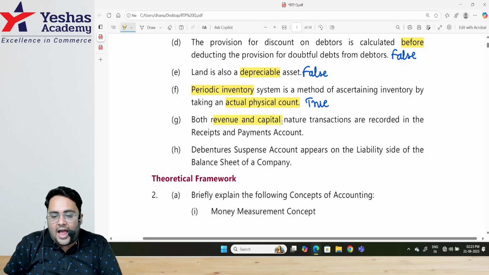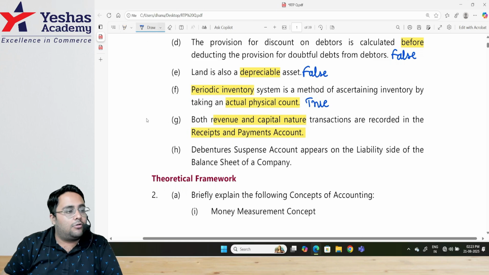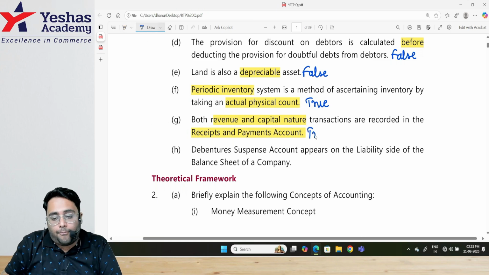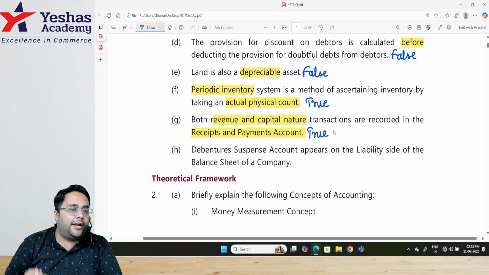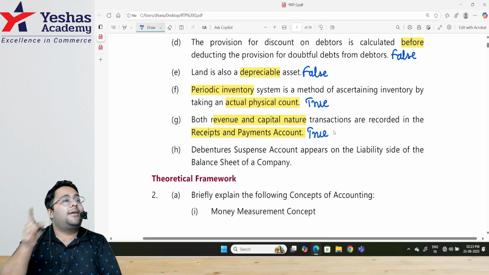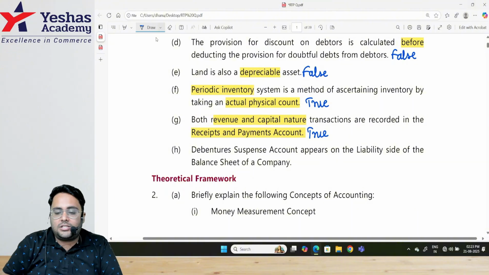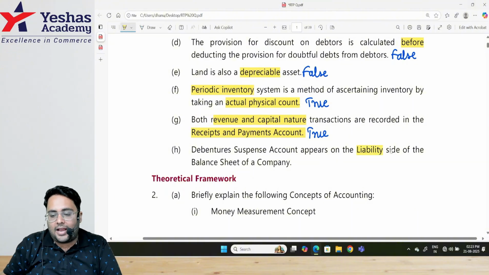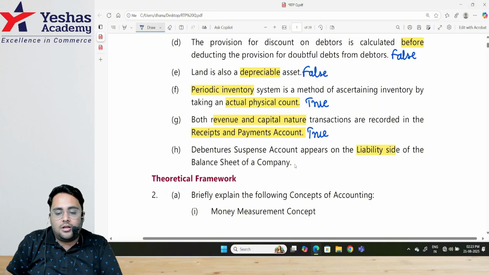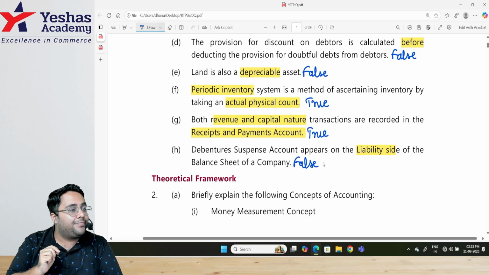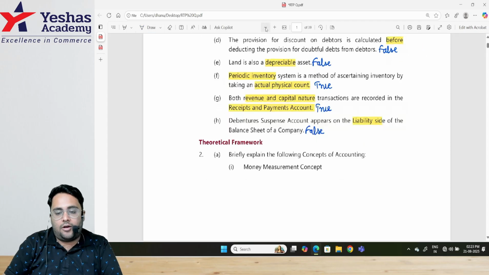Both revenue and capital nature transactions are recorded in receipts and payments account. Receipts and payments account records both capital and revenue items. This is true. Income and expenditure account records only revenue items. Debenture suspense account appears on liabilities side of balance sheet. False. It appears on asset side of balance sheet when debentures are issued as a collateral security. I hope that was clear.